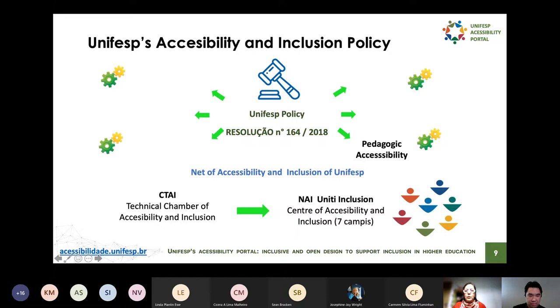Just quickly, regarding the policy project, we have a central board called Câmara Técnica de Acessibilidade e Inclusão. It's a central board that has different nuclei or units in each campus. We are seven campuses, so different campuses. What I'm talking about from now on is my experience in my campus.